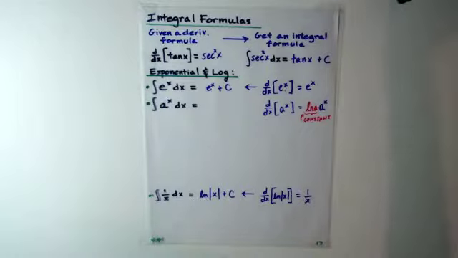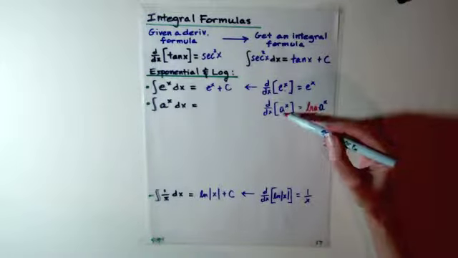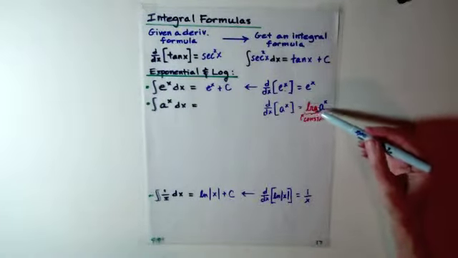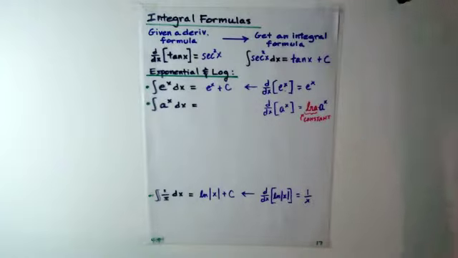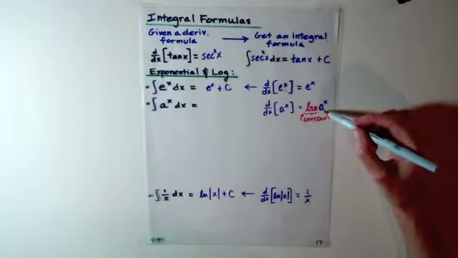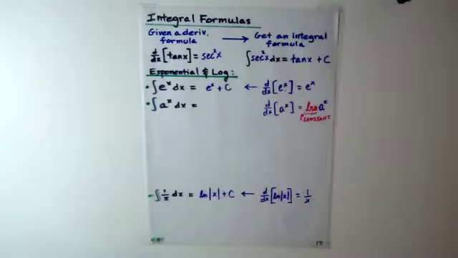If a is 3, for example, and we're differentiating 3 to the x, the answer is ln of 3, which is some decimal number. It would actually have an infinite decimal expansion, times 3 to the x. So that was a formula that we had from differentiating.